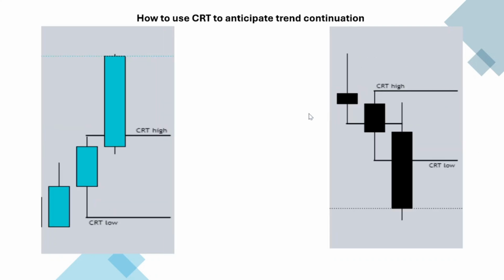How to use CRT to anticipate a trend continuation. If the second candle closes above the first candle, you will anticipate the third candle to create a high higher than the second candle. That is, if you are looking for higher prices. If you are looking for lower prices and the second candle closed below the first candle, you'll be anticipating the third candle to create a lower low. That is, if you're looking for a bearish trend.